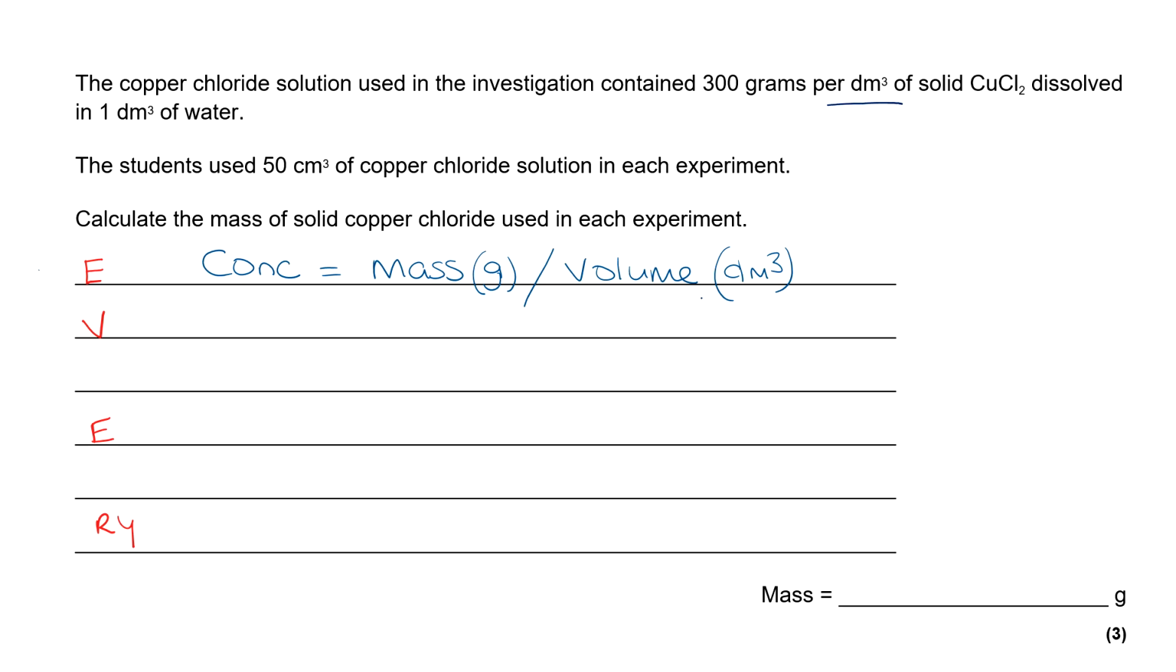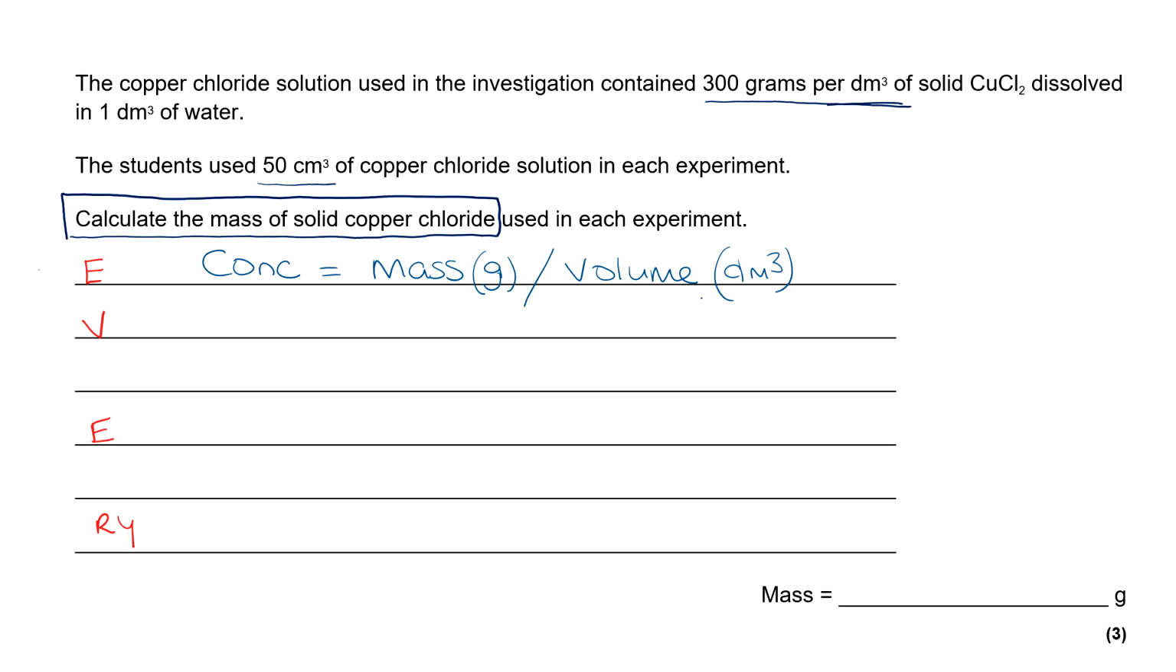Always start off by bugging the question, and that means to box off the command of the question. In this question, the command is asking you to calculate the mass of the solid copper chloride that was dissolved in the liquid to make the solution. Underline any of the other important information. Now it tells us that they used copper chloride solution with a concentration of 300 grams per dm cubed. dm cubed are the units of a litre, decilitres. And we've also got that the student used 50 centimetres cubed of copper chloride.